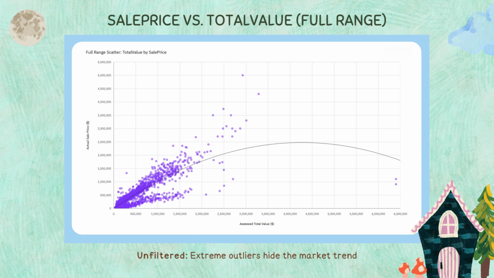This scatter plot compares sales price to total value across the full dataset. You can see a trend, but outliers can obscure patterns if not properly managed. The extreme high value properties create so much clutter that it hides the real story. This ties to one of the challenges I ran into while working with this dataset: balancing completeness with clarity.